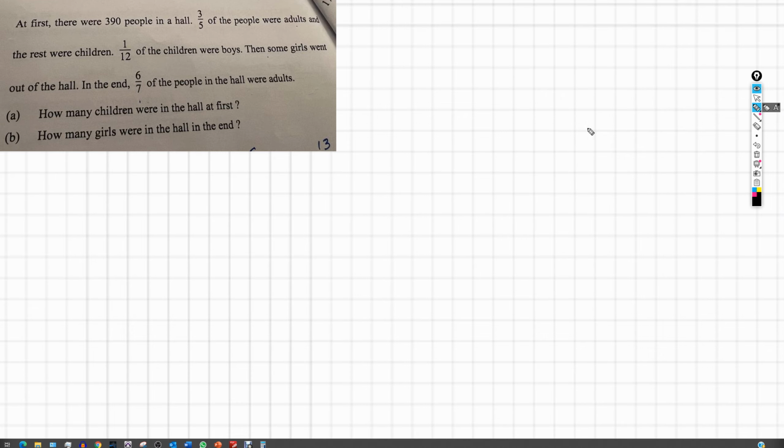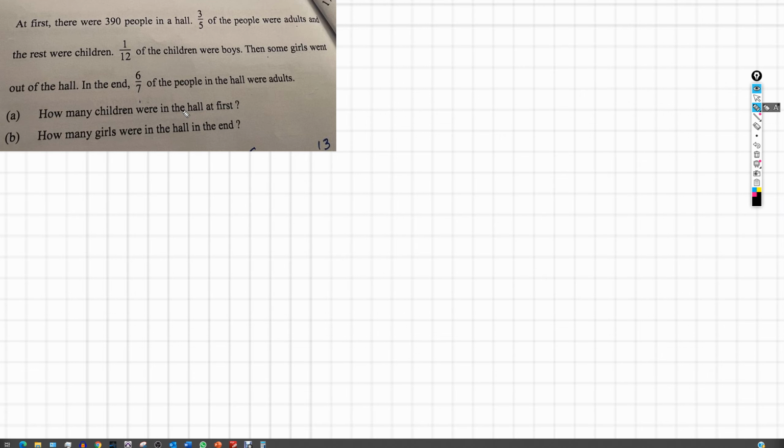Okay, well, let's see if we can use a bar model to tackle this question. At first there were 390 people in a hall. 3/5 of the people were adults and the rest were children. 1/12 of the children were boys. Then some girls went out of the hall, and in the end, 6/7 of the people in the hall were adults. And we are asked two questions here.